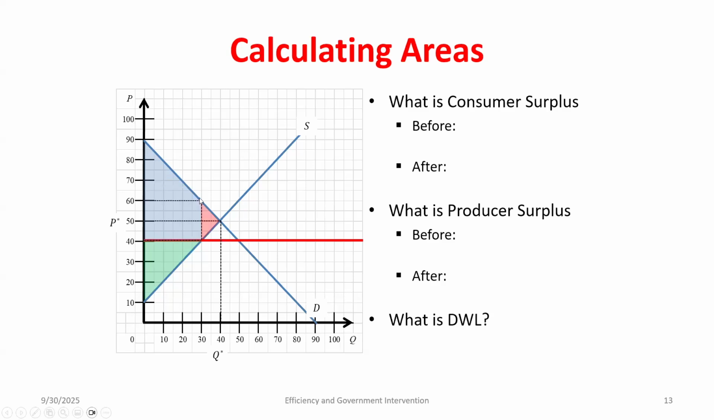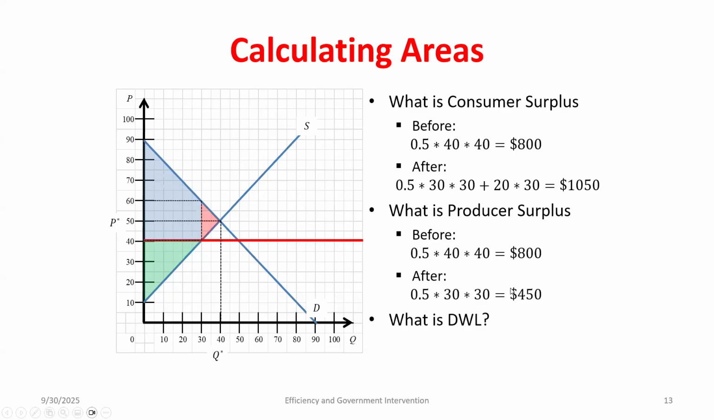So that's what? 30 times 30 times a half. So what? 450 if I'm doing math in my head correct. Add to that the area of this triangle. 30 times 20, so 600. 600 plus 450 is 1,050, right? What's the area of producer surplus after the fact? Well, it'd be this green triangle. So 30 times a half would give me 450, right?